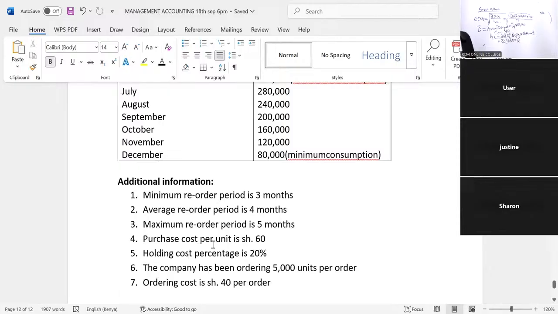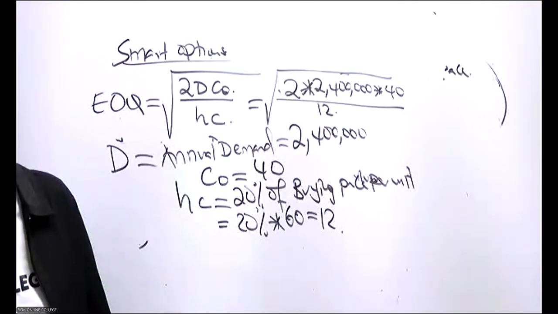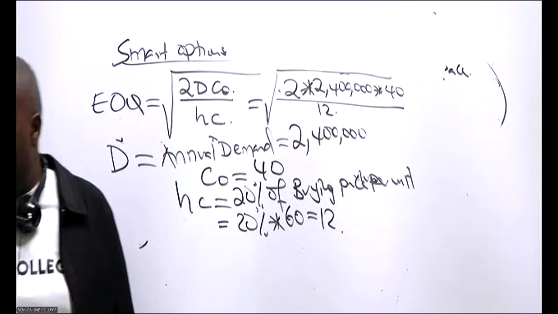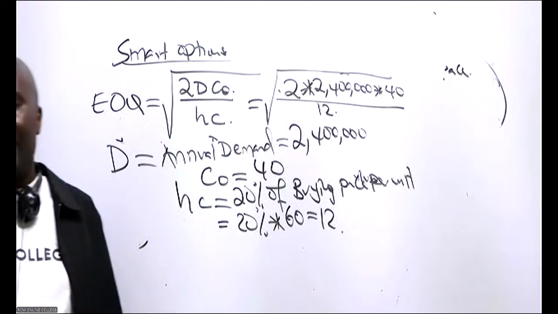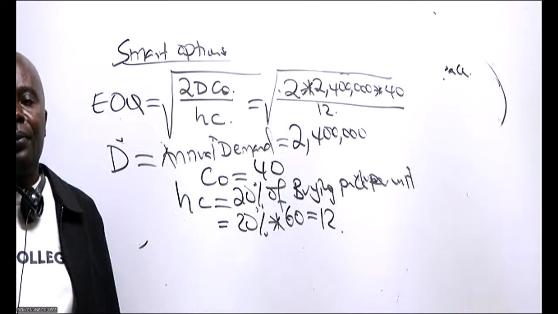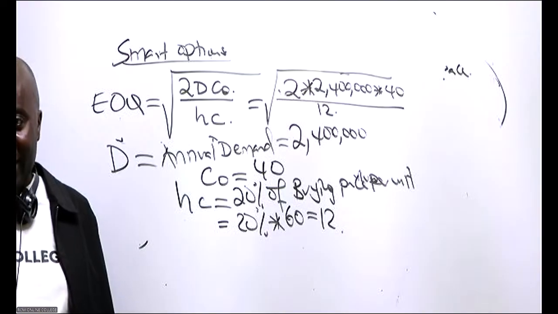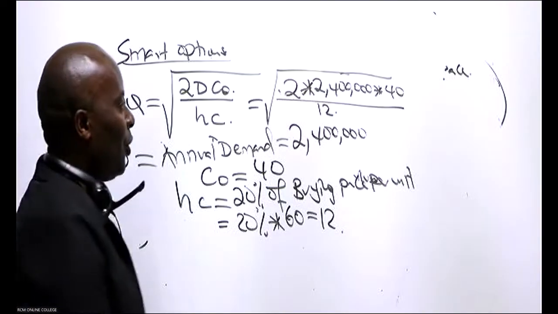Oh, I'm writing without showing my board. Very bad, very bad. That's very bad. 4,000 there. So we have here 4,000 units.